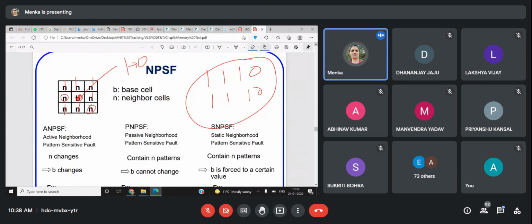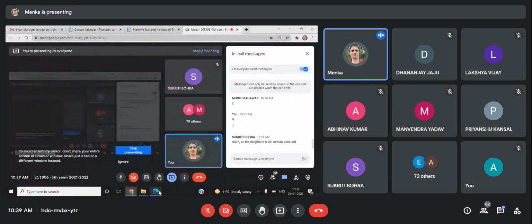Another thing, it can be possible that, let's say, this set of neighboring bits is going from 1 to 0. I wanted to store 1 here, but it is also getting changed from 1 to 0 or 0 to 1. So that is the active neighborhood pattern sensitive fault, depending on the activity of the neighboring cells. The base cell is going to change its value, which is not good. Is it clear to everyone? Yes, ma'am.